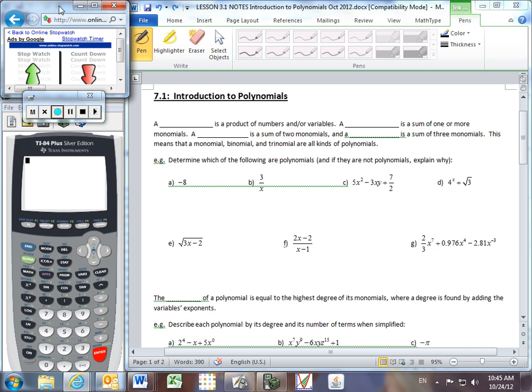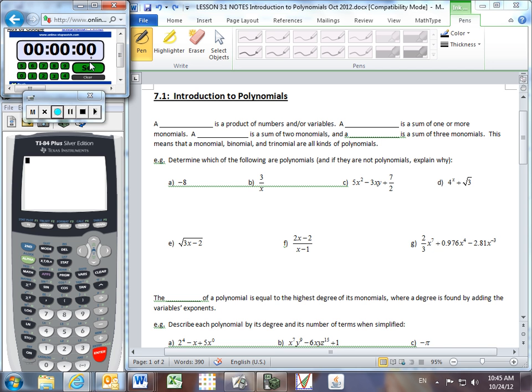Alright, we're going to be looking today at setting into a new unit, the Introduction to Polynomials. And so I'm just going to set up my timer here because I'm only able to record a 15-minute video, and we're on our way.